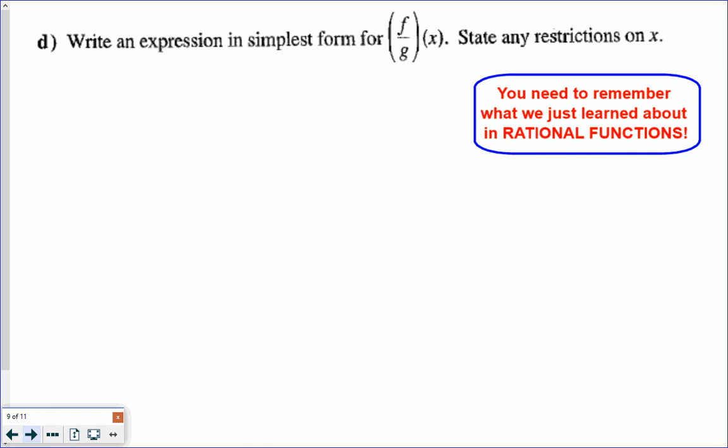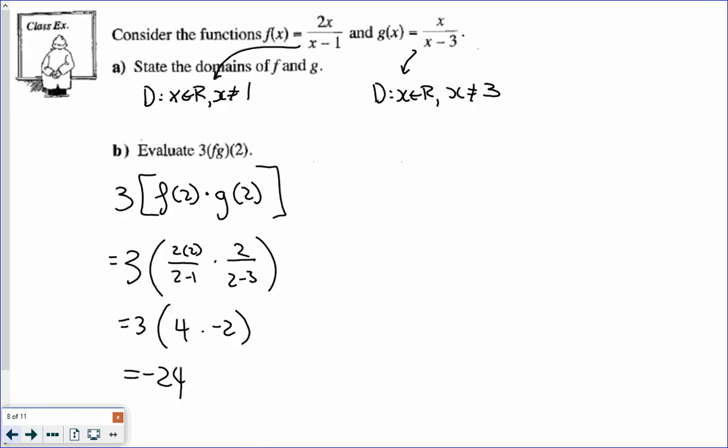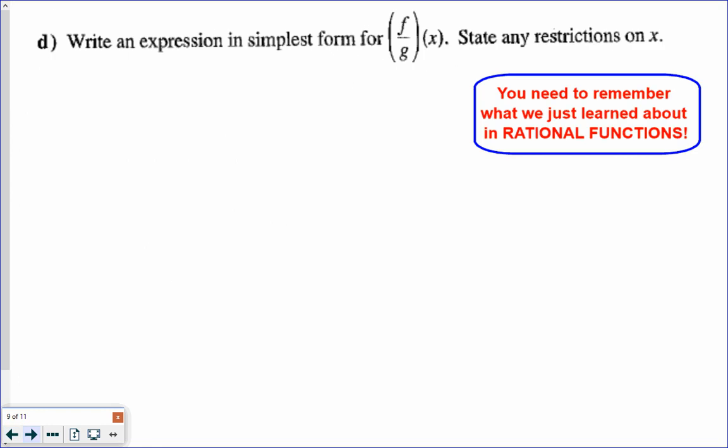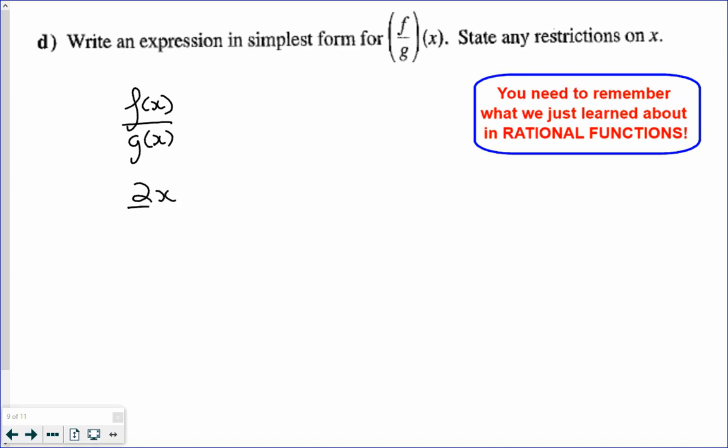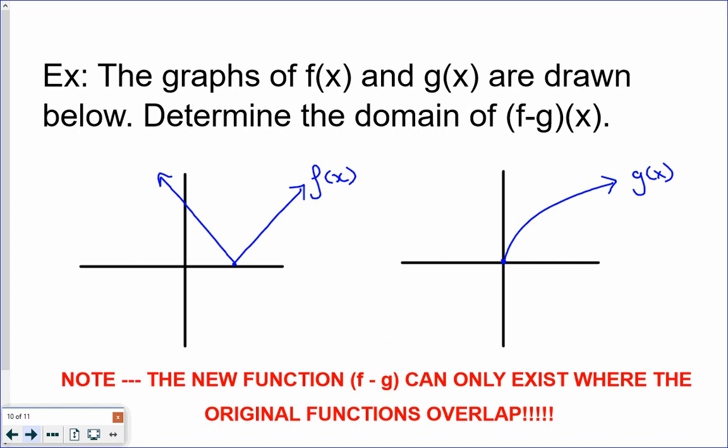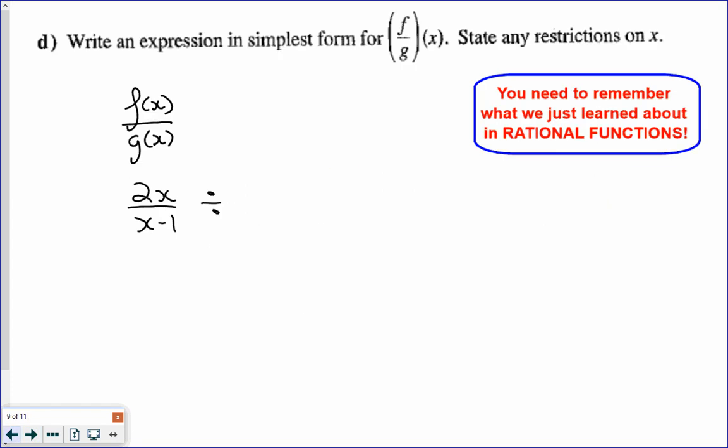Okay, write an expression for f divided by g. So again, this is what we were just doing. So f of x is 2x over x minus 1, divided by g of x. Now, because both of these are fractional equations, I'm going to write them side by side. So f of x divided by g of x, and I'm going to write it beside it. So that is x over x minus 3.